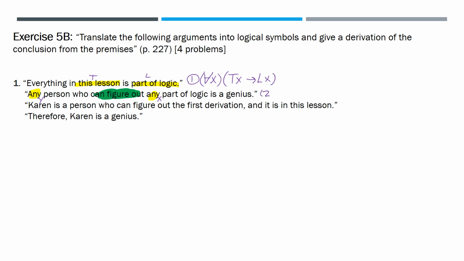So, for all x, for all y, Fyx, y can figure out x, and Lx, x is a part of logic, arrow, Gy, so y is a genius.